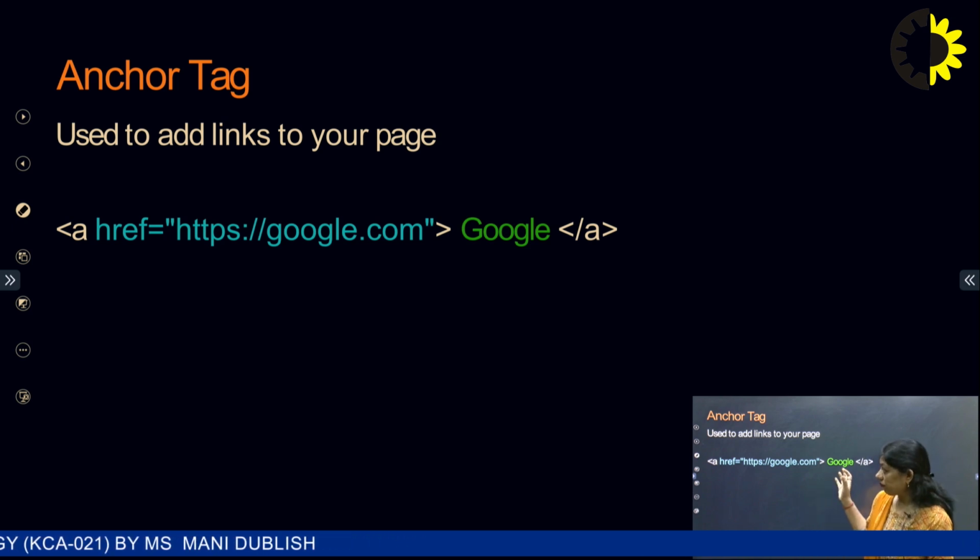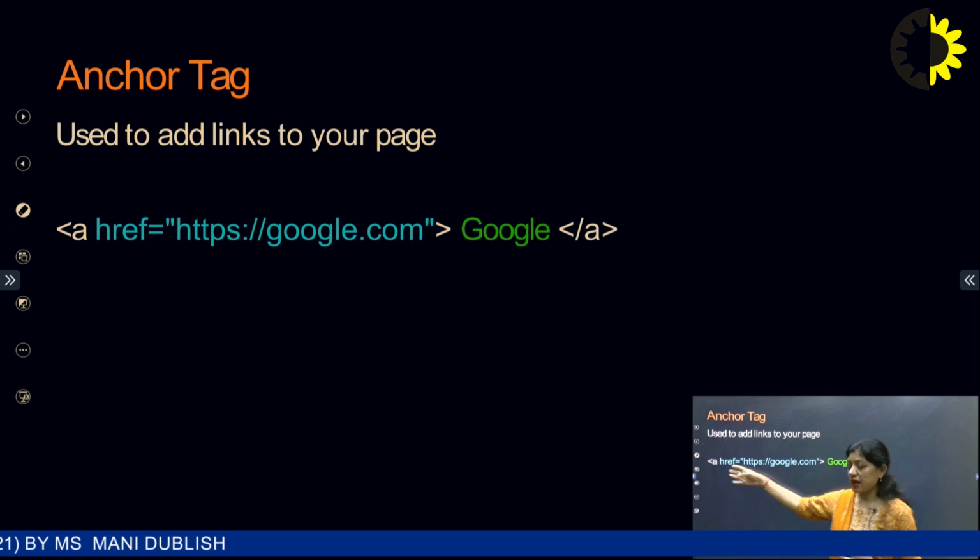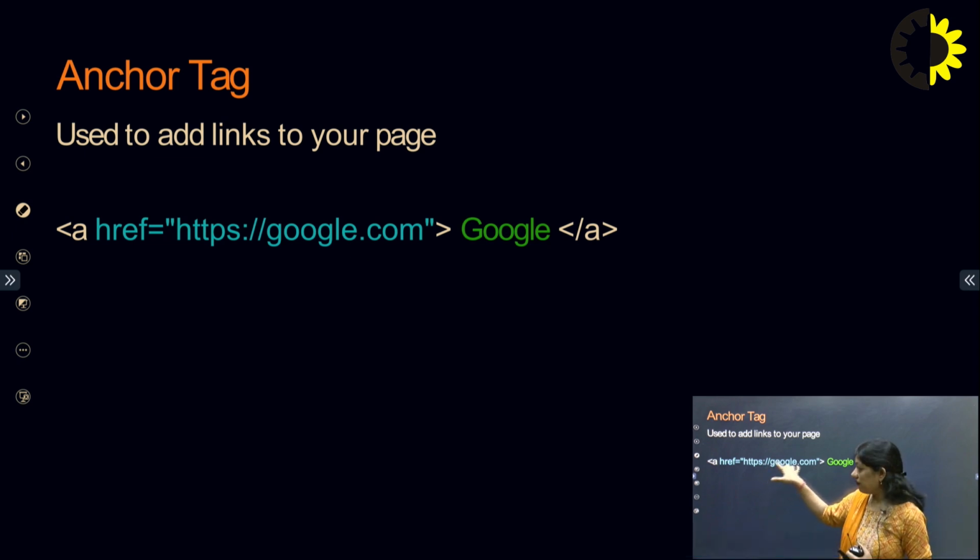So what we have to do? Just write anchor tag, href, reference, the link of this page, the name of the page, and anchor tag closing. Through this process, we can add some more links, any kind of links in our web page, and through this we can make our web page more attractive and more visible, more usable.